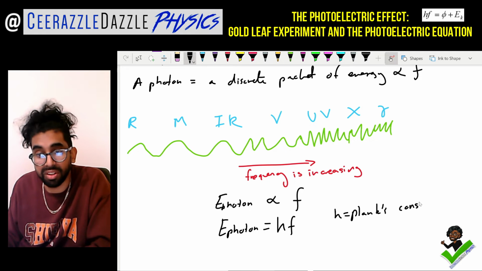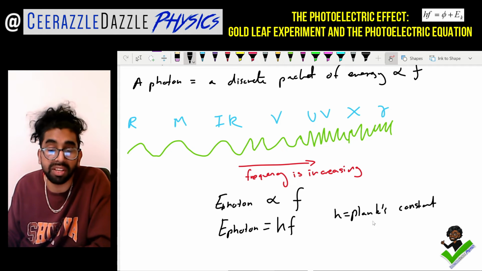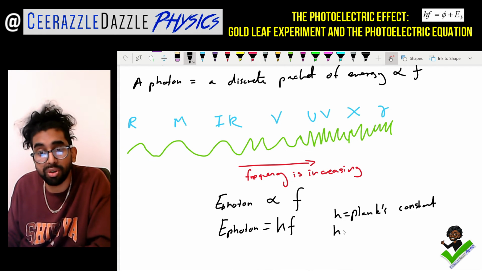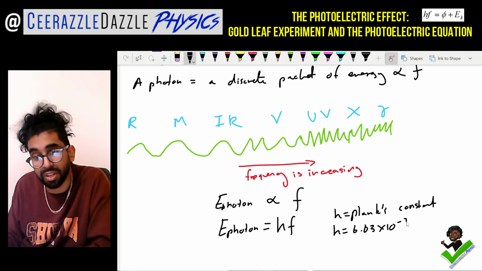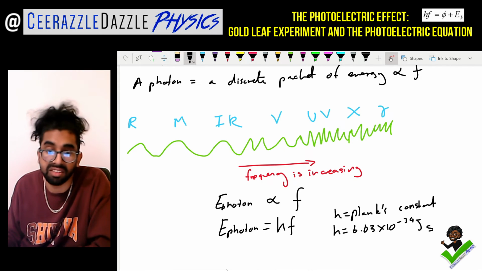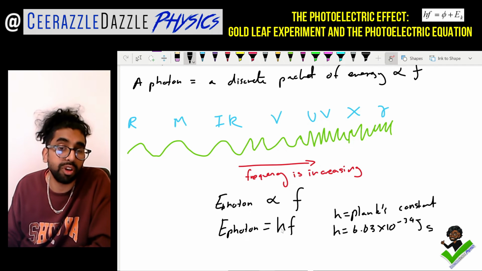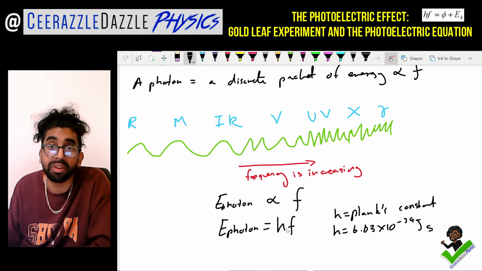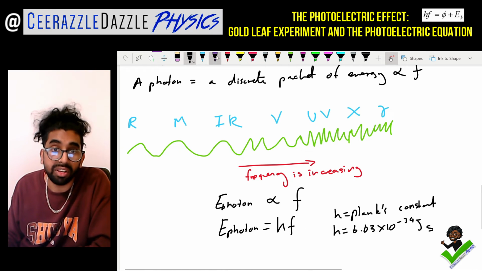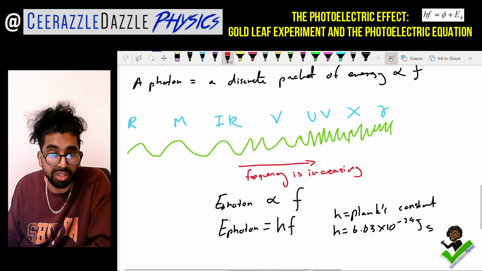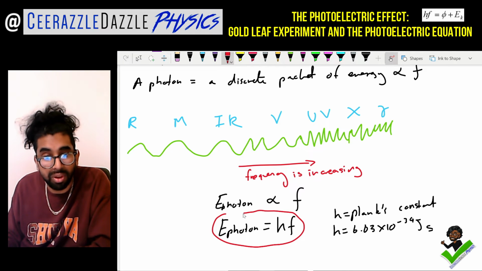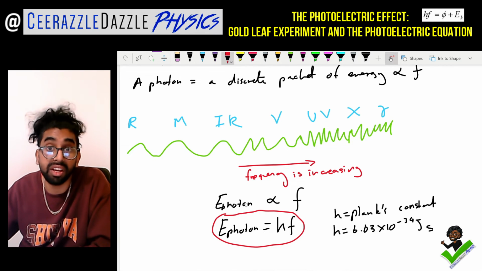You'll be given this as well in the exam, and that's a constant for all the waves. The numerical value of h is 6.63 times 10 to the minus 34 joule seconds. So the energy of a photon is equal to hf. Now I can add it to the equation we were looking at earlier on.